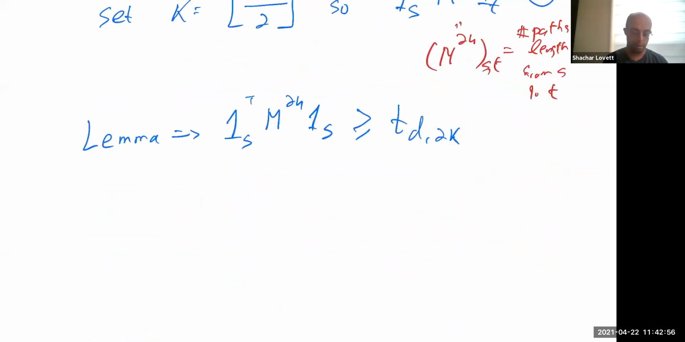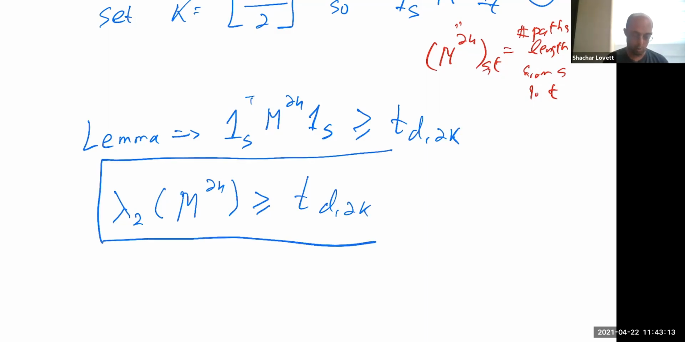So overall, what did we get? So far, what do we know? We know that the second eigenvalue of M to the 2k is at least as large as t_d,2k. This is the main conclusion of what we proved so far, which is already good progress, because now t_d,2k is some combinatorial number that does not depend on the graph. It's just some number depending on the d-regular infinite tree that we want to lower bound.